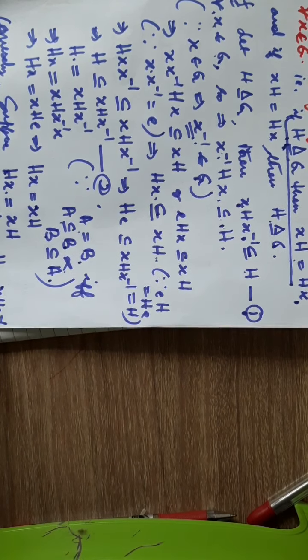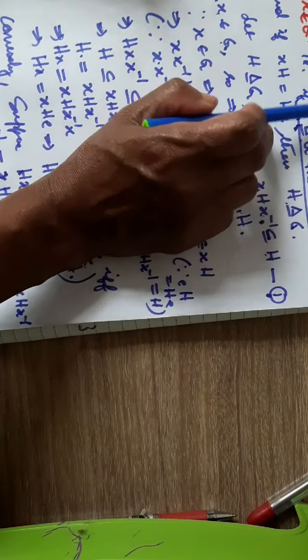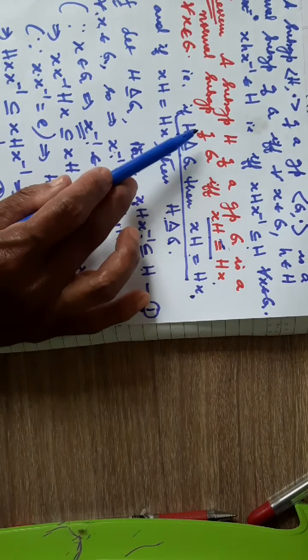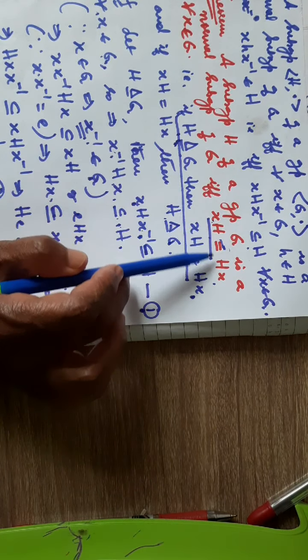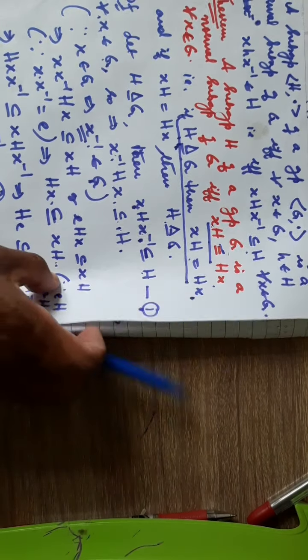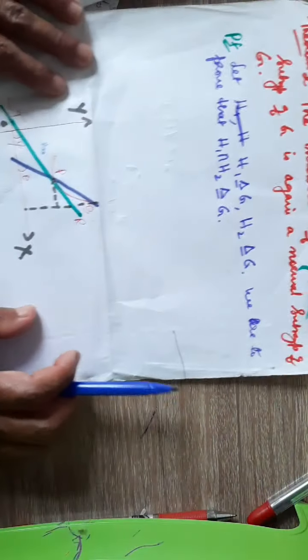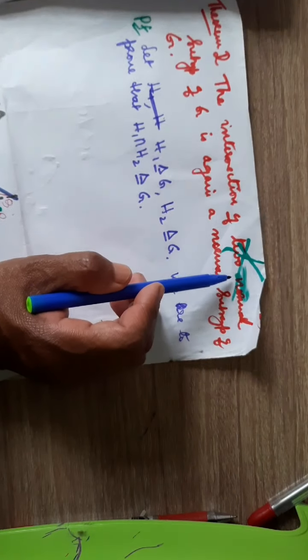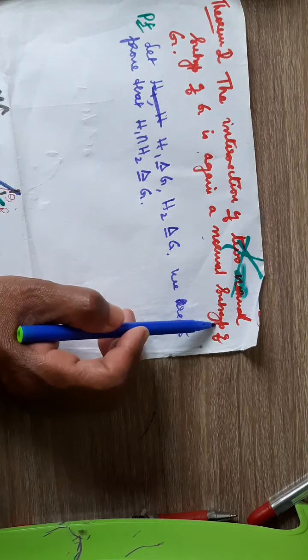So this proves the theorem that a subgroup H of a group G is a normal subgroup of G if and only if xH is equal to Hx. Now let us come to the next theorem. The intersection of two normal subgroups of G is again a normal subgroup of G.